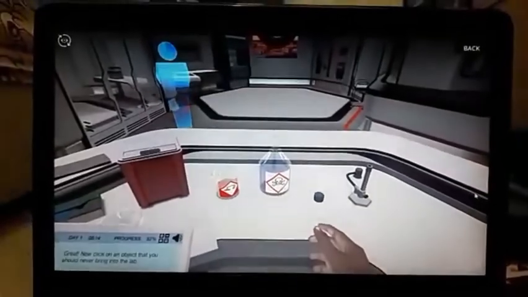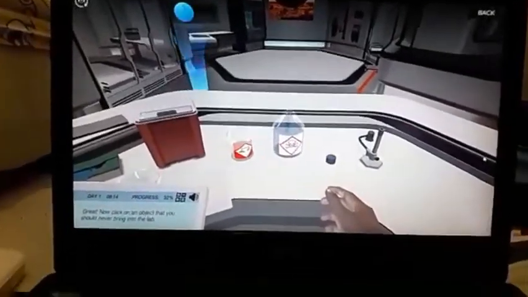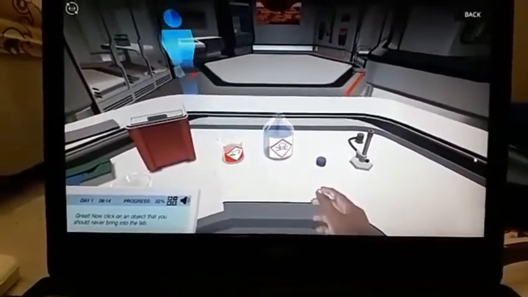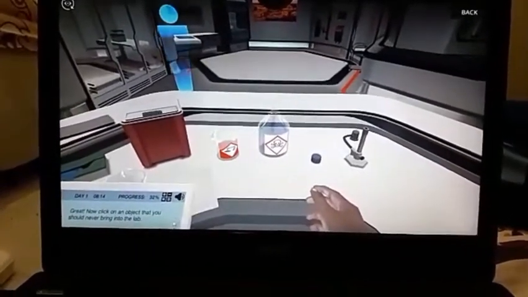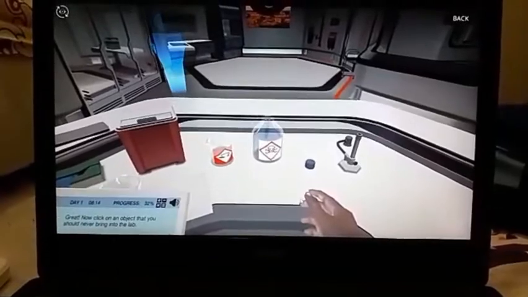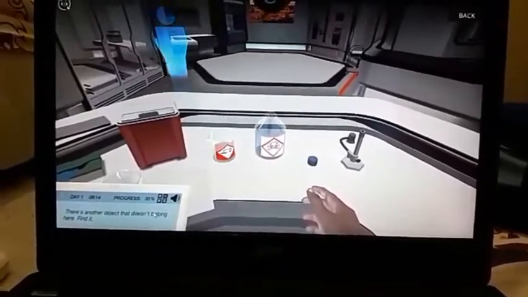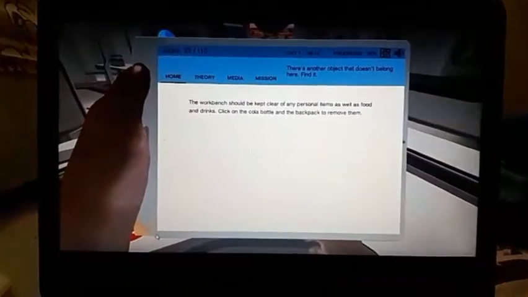Well spotted. Food and drink are strictly prohibited in the lab. Imagine if somebody grabbed the wrong bottle by mistake and took a sip of the toxic substance. There's another object that doesn't belong here. Find it.